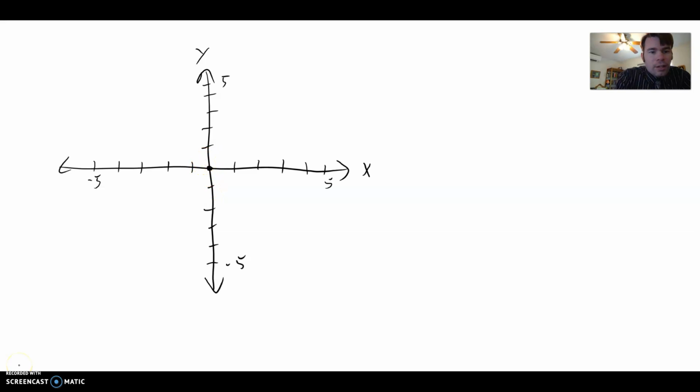Negative 1, negative 1 over e. That's going to be negative 1 over e. That's somewhere around here. And negative 2 over e squared is a little bit higher. It's right up here.